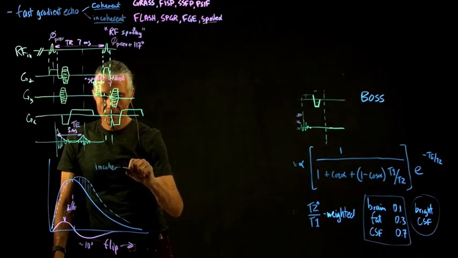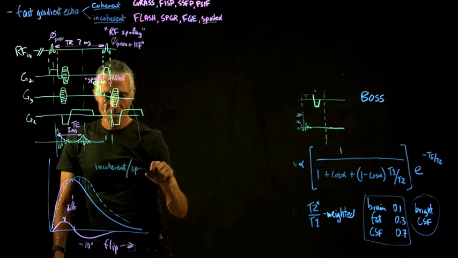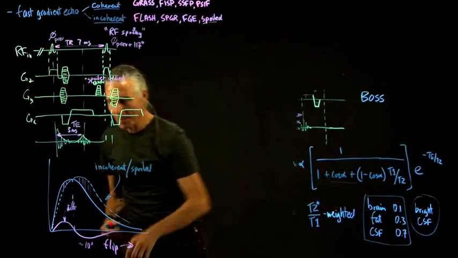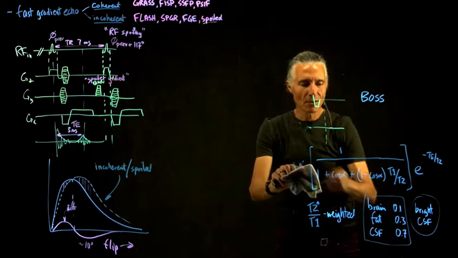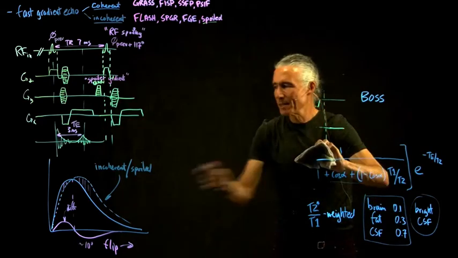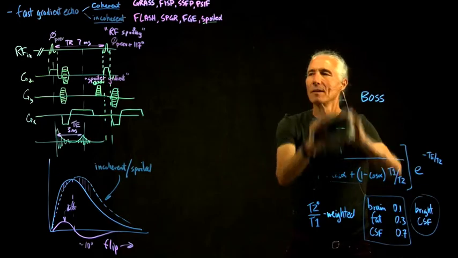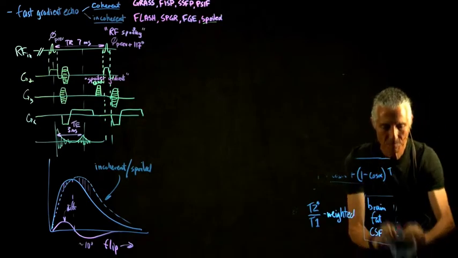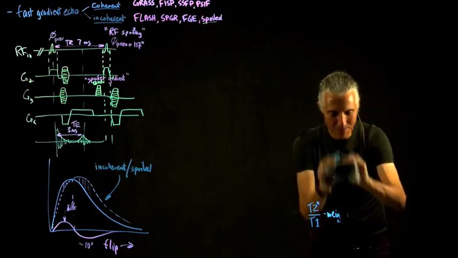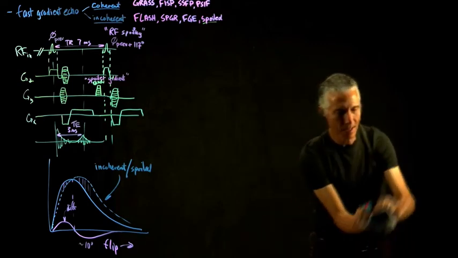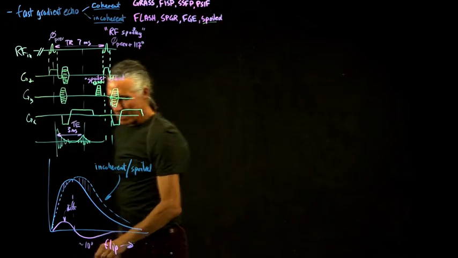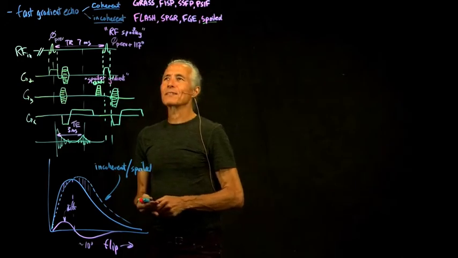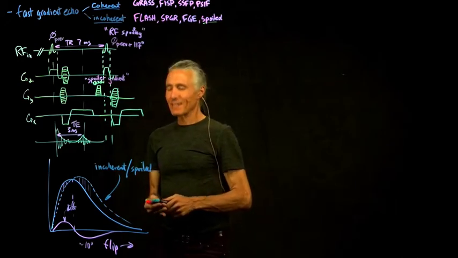Incoherent, spoiled. So you don't get this. This thing is different. I didn't go through the derivation of this equation, but it's different than the standard steady state incoherent equation. So why aren't people satisfied with that? Well, it turns out that you can get quite a bit better gray-white matter contrast by doing something that's not even a steady state scan.